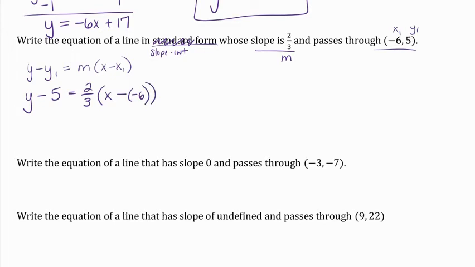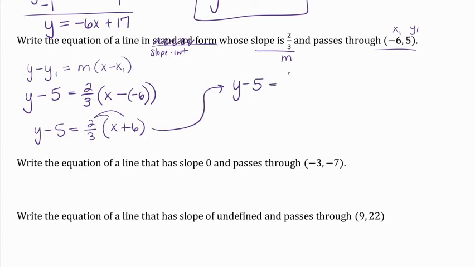Okay, we can simplify there a little bit. I'm going to make this y minus 5, and then my 2/3. That x minus negative 6, I'm going to rewrite that as x plus 6. And then I need to distribute in this 2/3, right? So I'll get y minus 5.